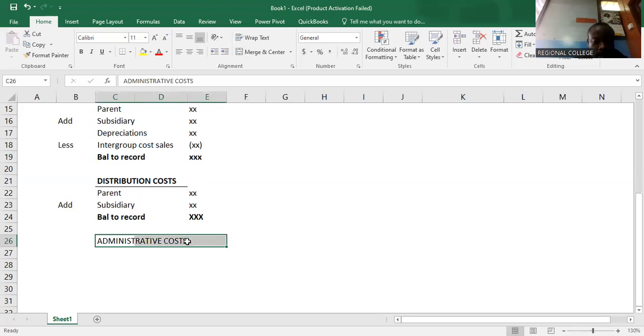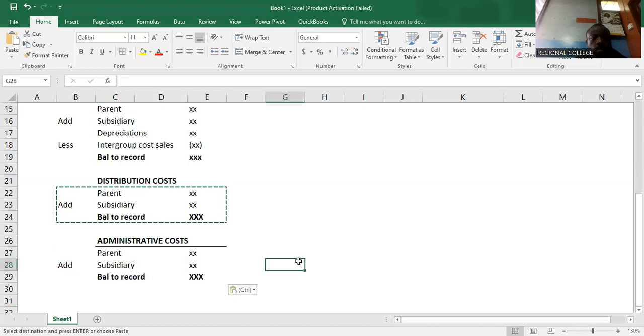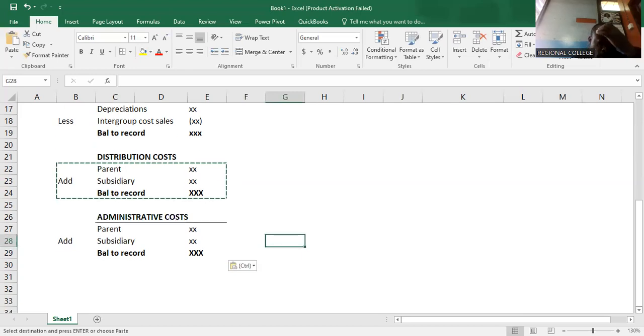Then the next item is the administrative costs, or admin expenses. Again, it is just the parent and subsidiary, the combination of the two. So the value of the parent and the value of the subsidiary, you add them for the total. That is how you adjust your admin costs.